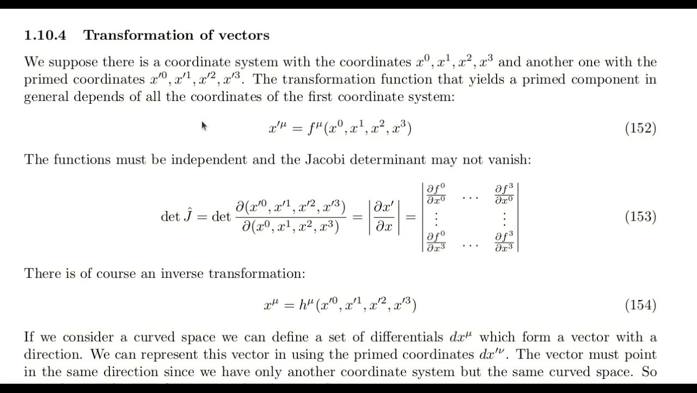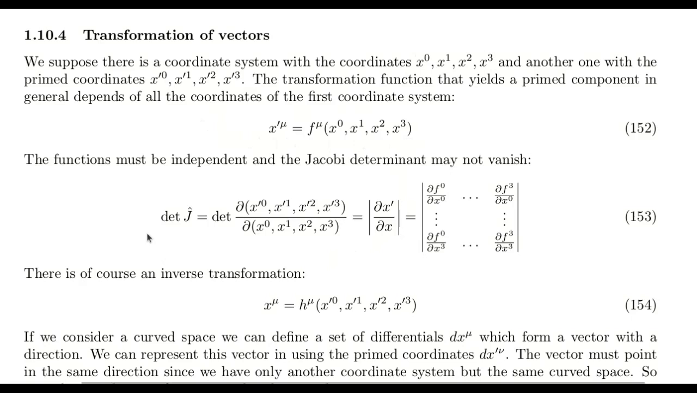Now we consider the transformation of vectors. We suppose we have two coordinate systems, one with the coordinates x0, x1, x2, x3, and one with the primed coordinates. Then we have four functions f mu, which yield the primed coordinates. In general, the function f depends on all coordinates. The functions must be independent and the Jacobi determinant may not vanish.